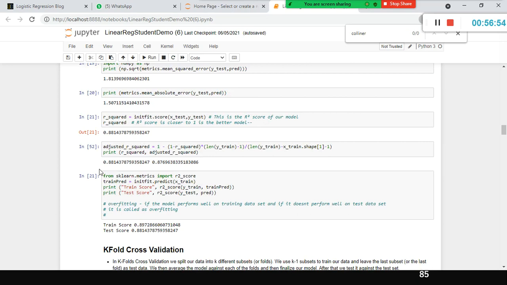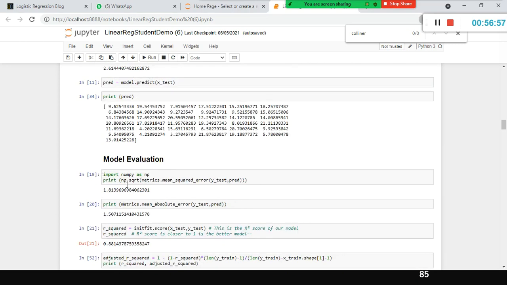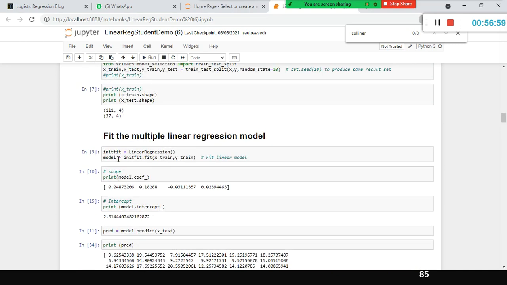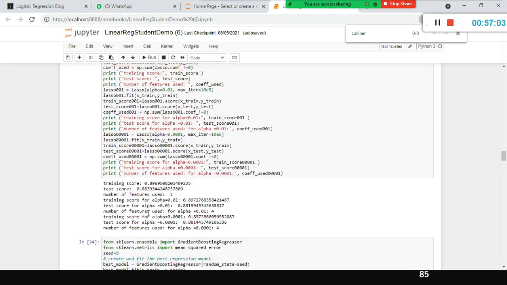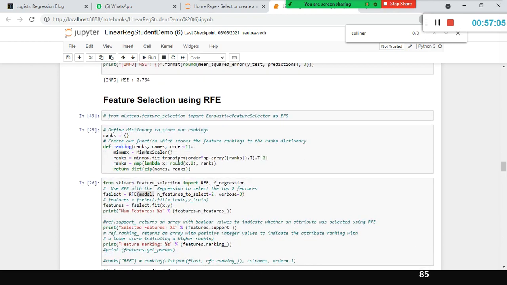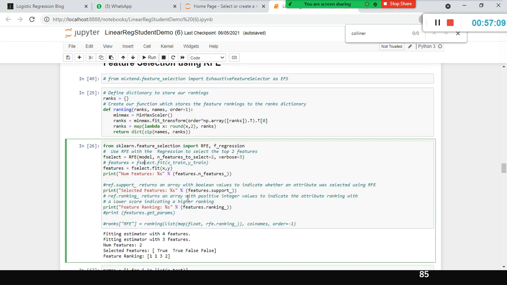This is my linear regression model. I pass this as an argument to my RFE function. RFE is helpful to do the feature selection, as I told. Number of features to select is 2 here, but you can specify whatever number of features you want. Okay, verbose equal to 3, and again fit. So that is the common thing.